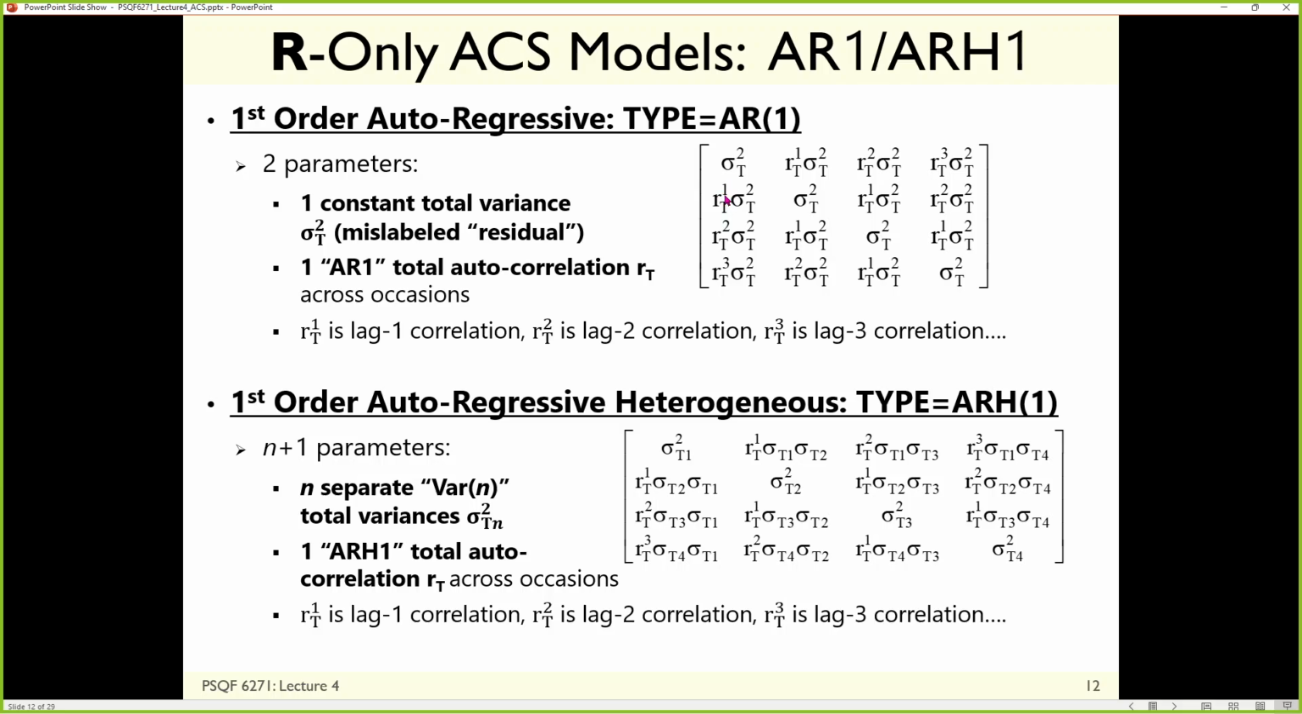So R to the first is how correlated 1 and 2 are, 2 and 3, 3 and 4. If you look at these, they are called bands, right here, if you follow my mouse. The diagonal band is the variances. The first off-diagonal is known as lag 1. So occasions that are 1 unit in time apart are correlated R. Occasions that are 2 units in time apart are correlated R squared. 3 apart, R cubed. Can you guess what 4 would be?